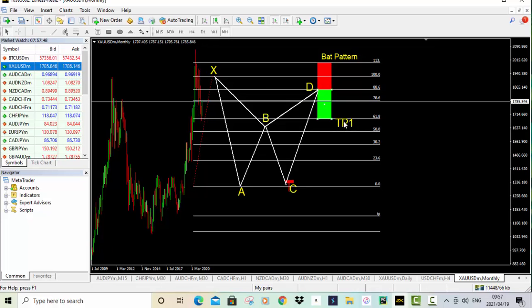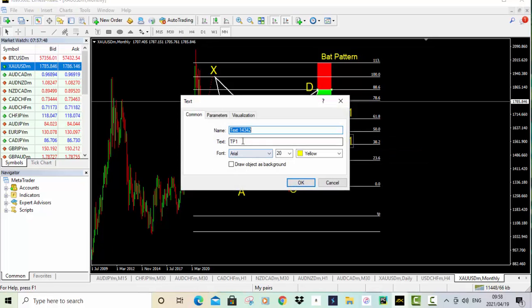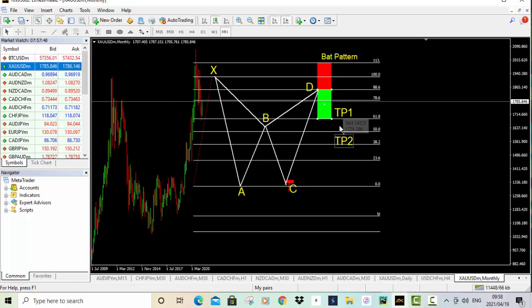Your TP1 will always be 61.8, and TP2 will be 38.2. So always move your stop loss to break even when TP1 is hit.